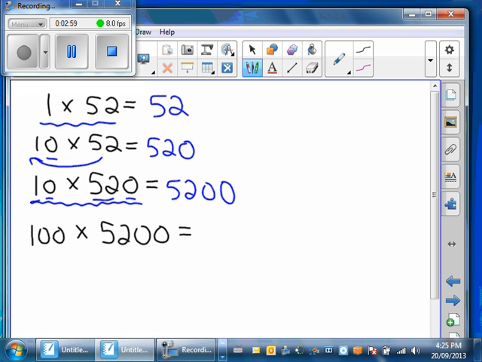Well, now we have down here 5,200 times, or 100 times 5,200. Well, it's really like saying 52 times 1 is 52, and then we count the zeros: 1, 2, 3, 4. And our final tally is 520,000.